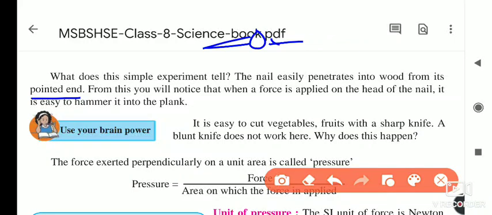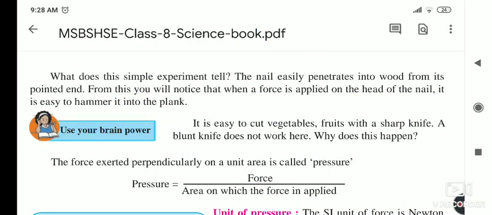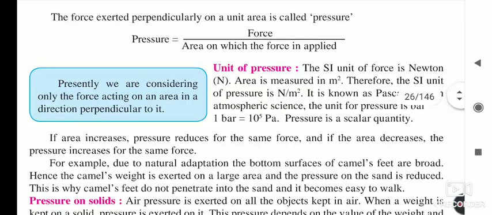From this you will notice that when force is applied, the head of the nail has more area, so it is easy to hammer it in. So for this question what we have to write is: less area, more pressure we can apply on it. Such types of questions will come in the exam.